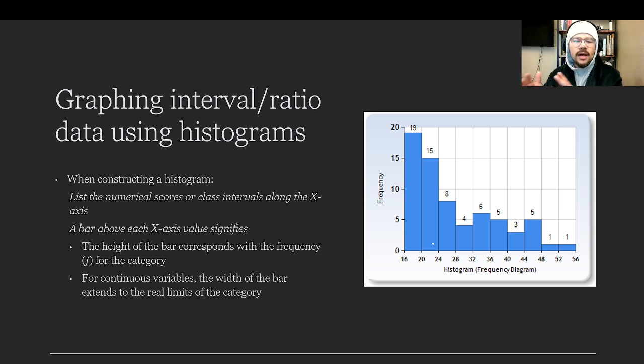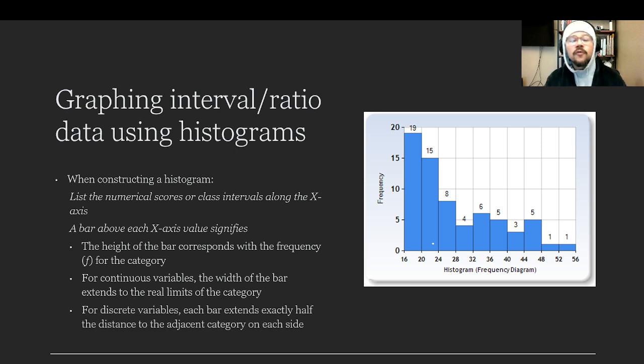And so that's why these histograms have the width that they do. That person who is 19 years, 364 days, and so on, their age is right up against the person who just turned 20. For discrete variables, each bar extends exactly half the distance to the adjacent category on each side. These are categories which have much more distinct differences, but it's still a little bit hard to determine exactly where those differences are.